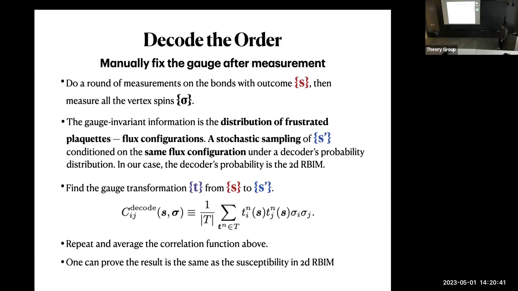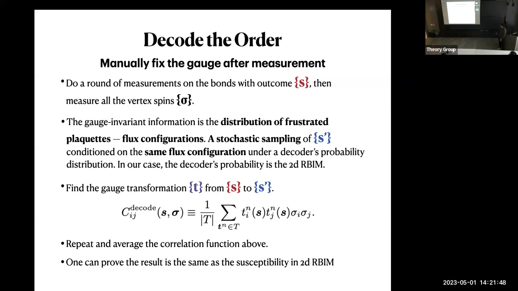How to do that is, let's say we have the gauge-invariant quantities, which are the configurations of the frustration of this random bond Ising model, the flux configurations, and that's gauge invariant, and you shouldn't change that. But what we can do is stochastically sample a different set of S's, a different set of the bond variables, such that it gives you this two-dimensional random bond distribution, conditioned on giving the same flux configuration. So although we have only done one round of measurement, we can sample different bond configurations given the same flux configuration. We can calculate the correlation function multiplied by this gauge transformation.